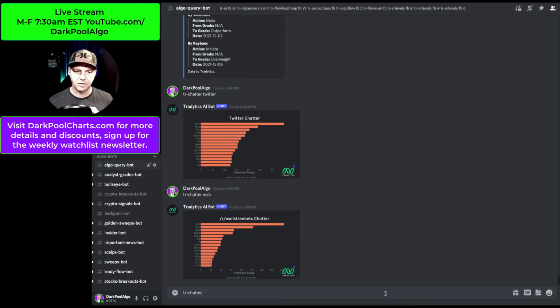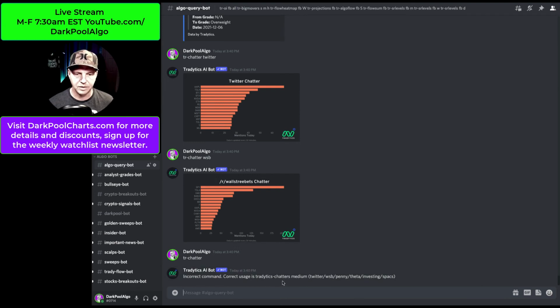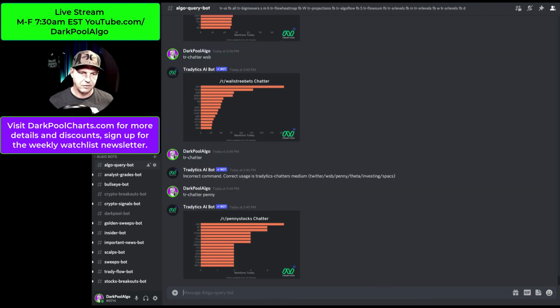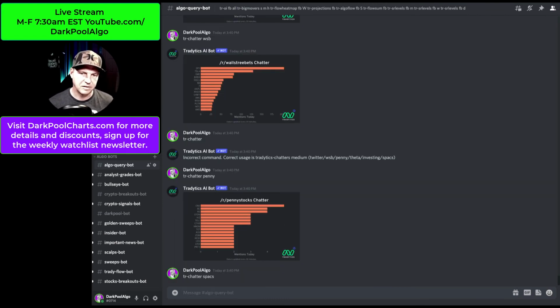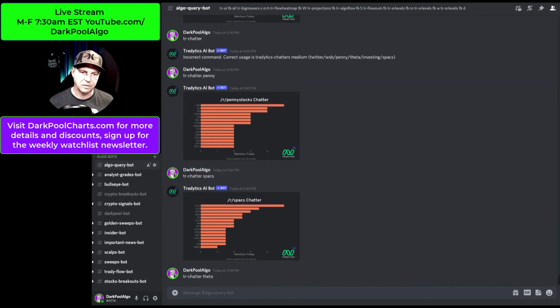And then if you were ever to error it out, it would give you some hints of what you need to use, right? If you're interested in penny stocks, you can look at the penny stock information here. If you're interested in SPACs, you can look at SPACs information here. If you're interested in theta, I believe the theta one's working. Possibly. I guess theta must not be working.